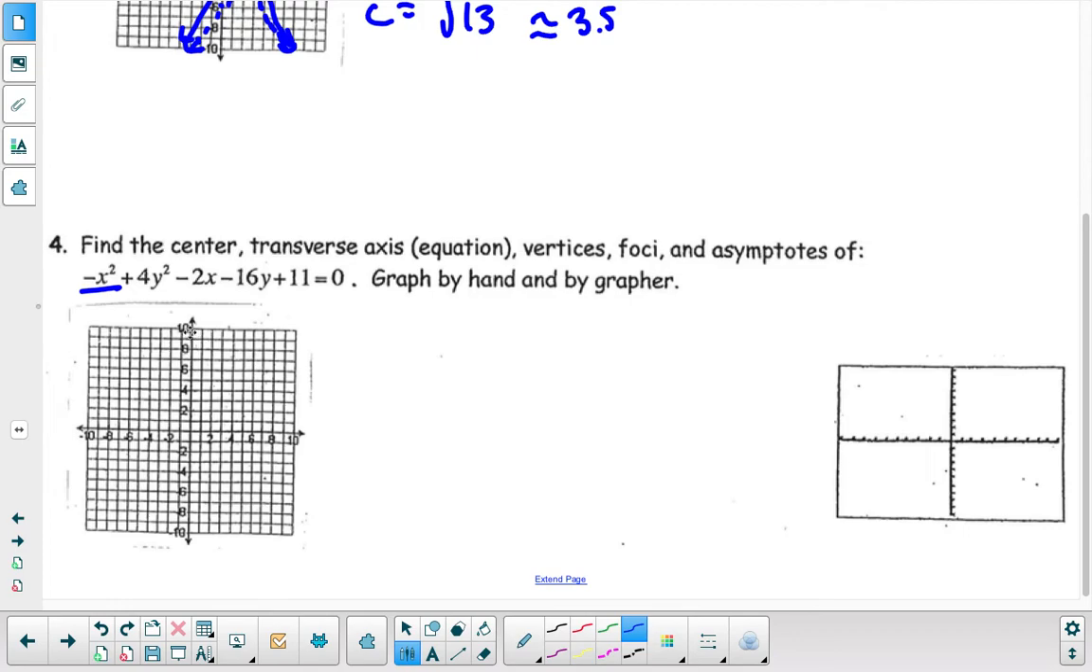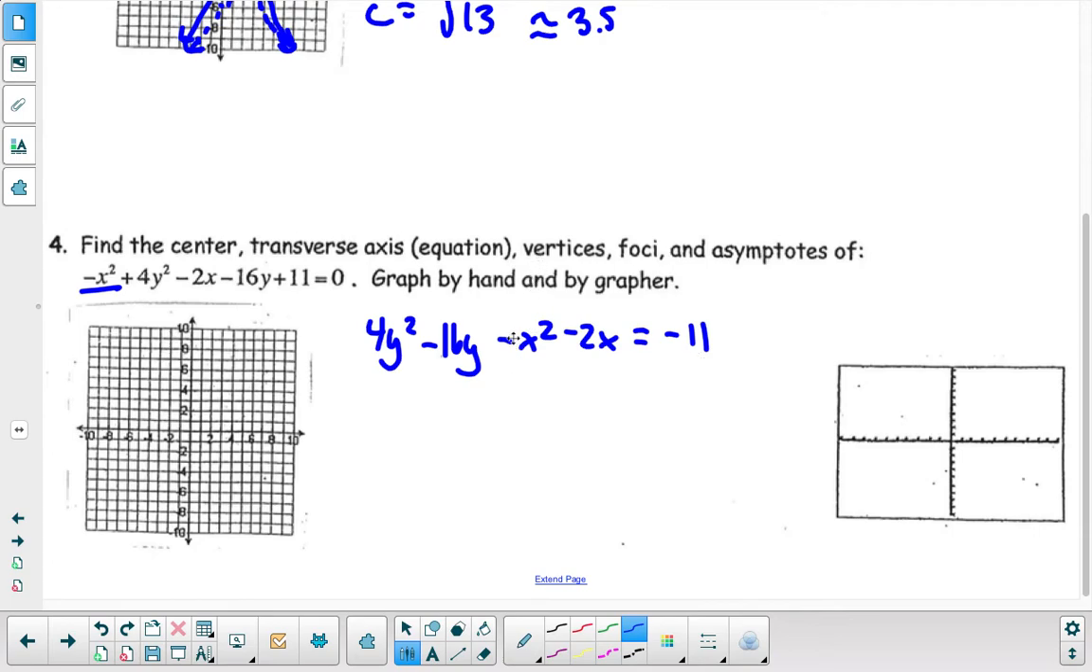So our major axis, or our transverse axis, is going to be running vertically because y squared has the positive term, x squared has the negative term. So this is the first one where it's opening up and down. And what I do is I just get all of the y's together, all of the x's together, similar to how I explained this with the ellipse problem, but again, whole other animal.